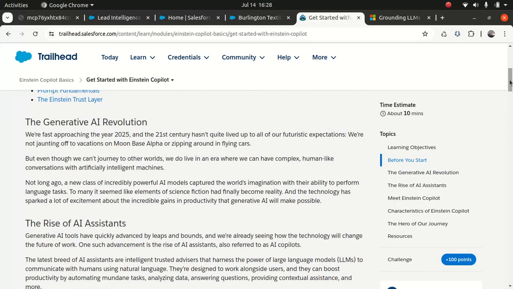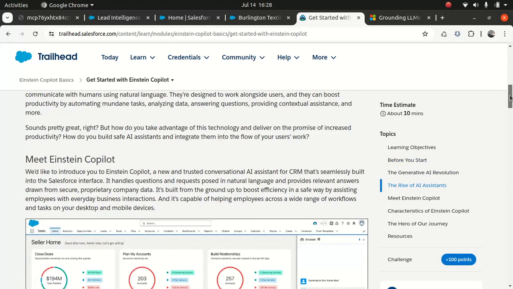I'm going to try to teach you guys from Trailhead, like I often say. I'm not a fan of PowerPoint unless it's required, because I don't want to duplicate the information.